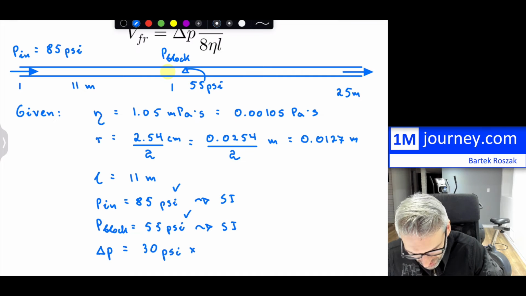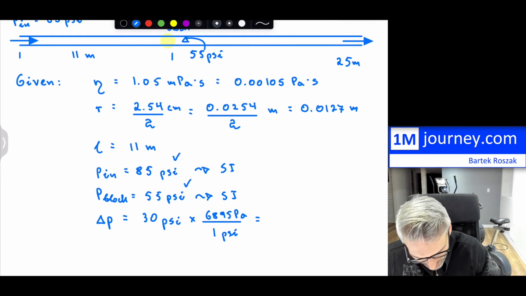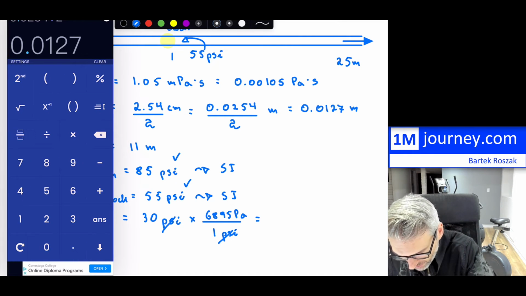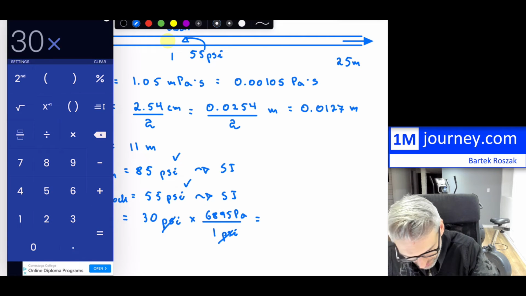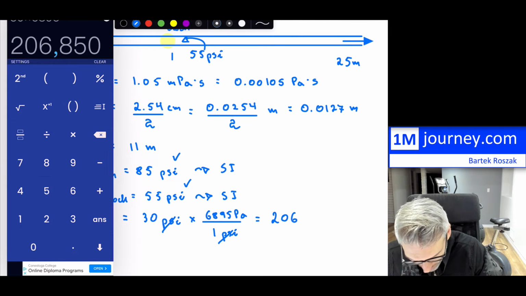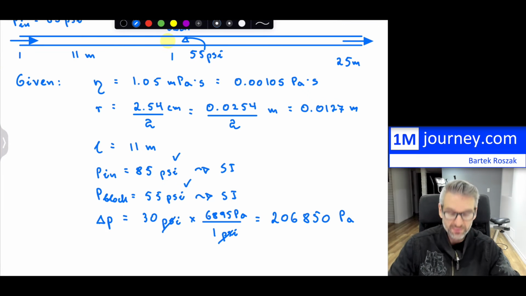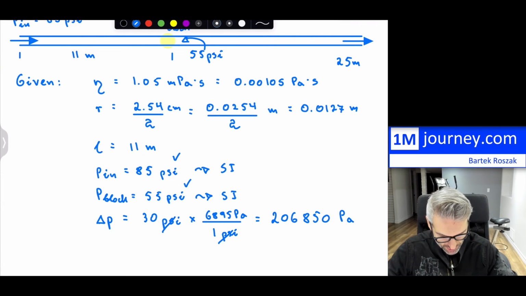So I'm going to change this to SI units. So multiplied by 1 psi, which is 6895 pascals. The psi's will remove themselves out of the equation. So we have 30 multiplied by 6895 equals. So this is quite a bit of a change in pressure in terms of pascals. Notice that this is almost twice as big, actually more than twice as big as the atmospheric pressure.